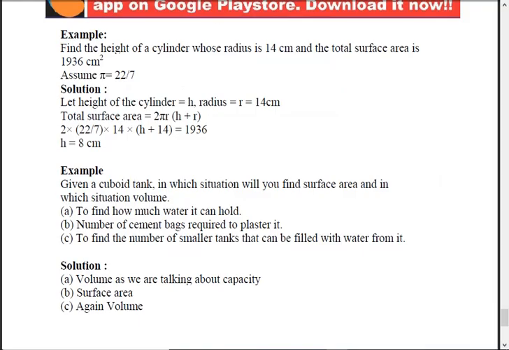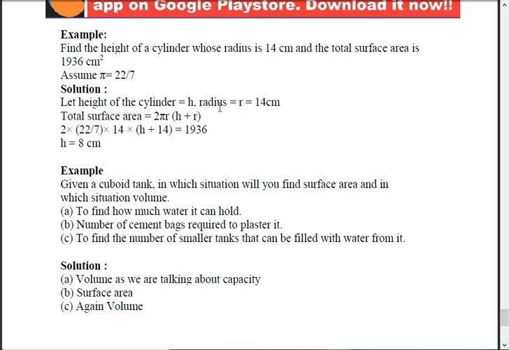Right? Now 2-3 examples. Find the height of the cylinder whose radius is 14 and the total surface area is 1936. So the radius is given and what is required? Surface area is given. Okay. Pi is to be assumed as 22 by 7. Remember, pi is 3.142 or 22 by 7. It will be given in the exam. If not given, then 22 by 7 is used as a thumb rule.